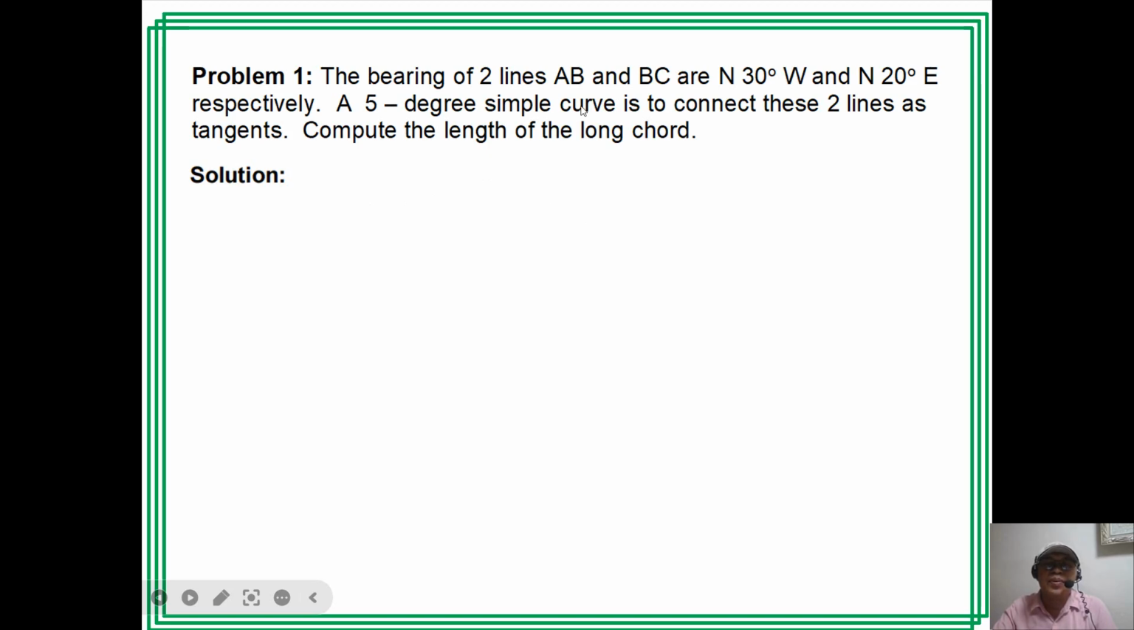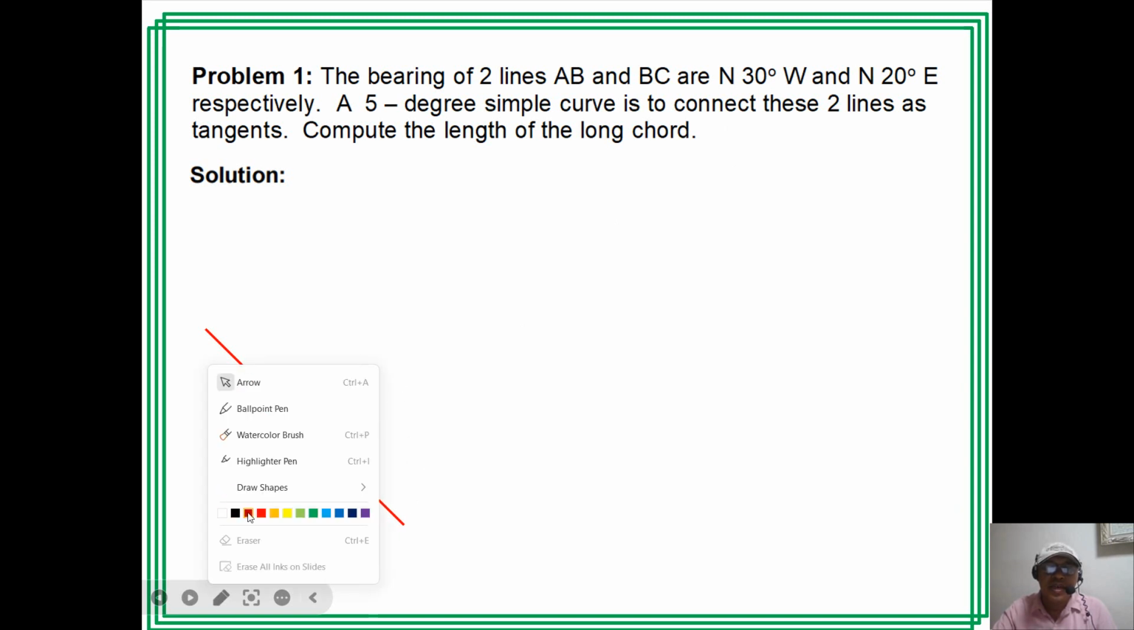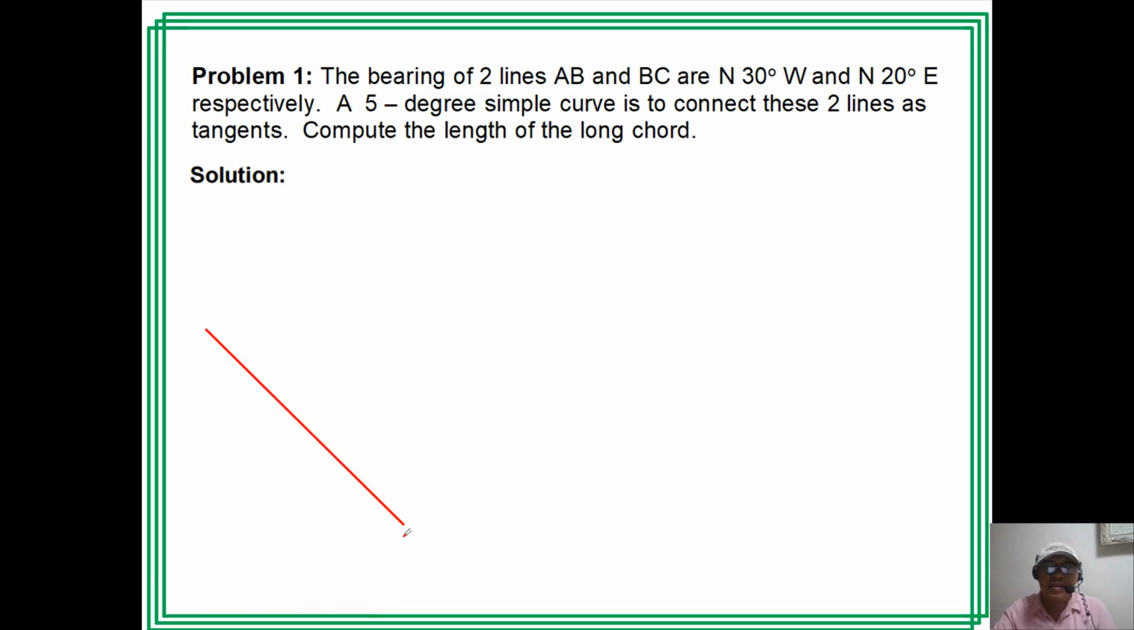Okay, so we have two lines, AB and BC. So with the bearing here, north 30 degrees west. So if this is the north direction, so north 30 degrees west. So we have line AB, so this is point A. Then somewhere here is point B, so this is at an angle of 30 degrees. And then we have here line BC. So meaning this is point B here, then we have point C somewhere here.